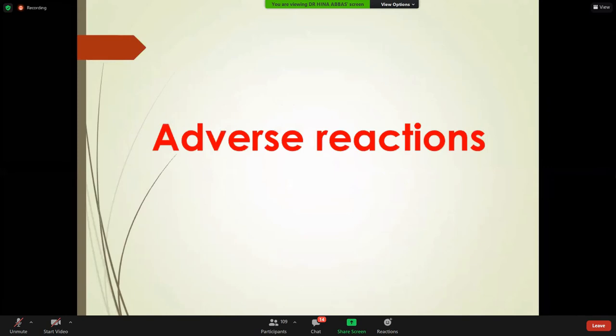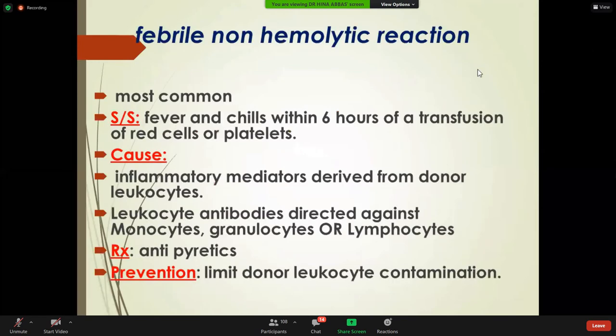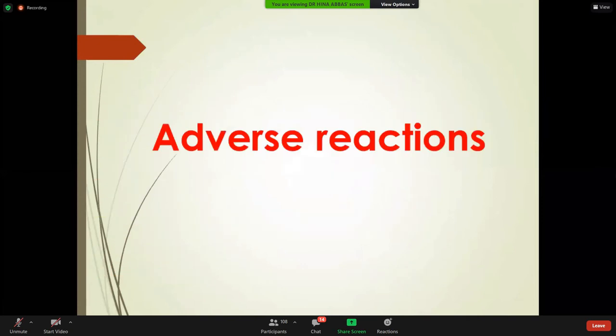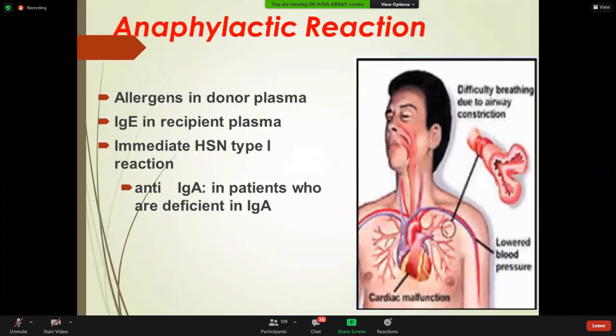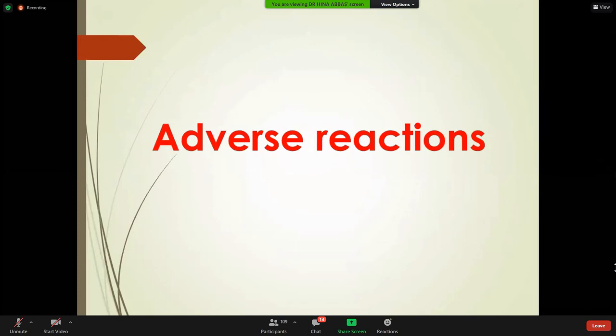Now coming to the adverse reactions. Bind to factor 4. What is purpura, madam? Purpura, beta, has a typical definition: the spots that are formed typically due to thrombocytopenia.